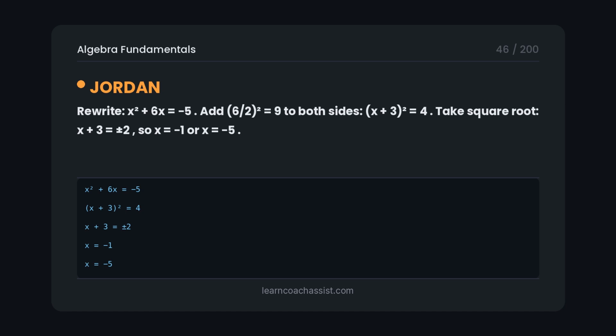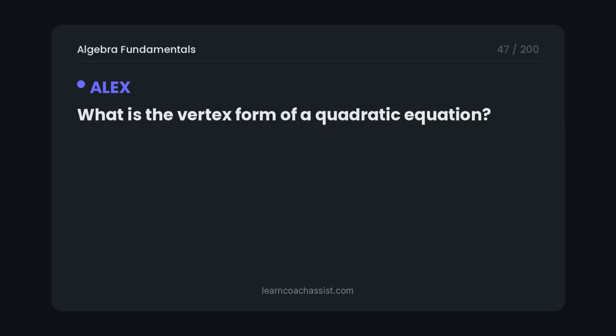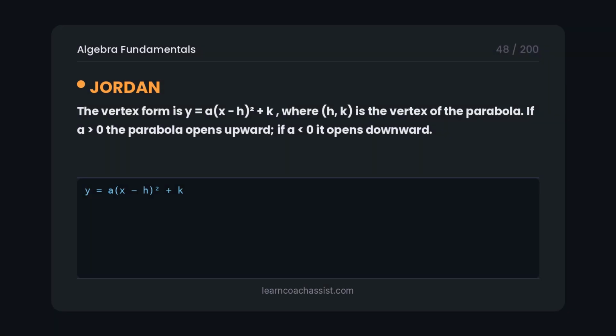What is the vertex form of a quadratic equation? The vertex form is y = a(x − h)² + k, where (h, k) is the vertex of the parabola. If a > 0, the parabola opens upward; if a < 0, it opens downward.